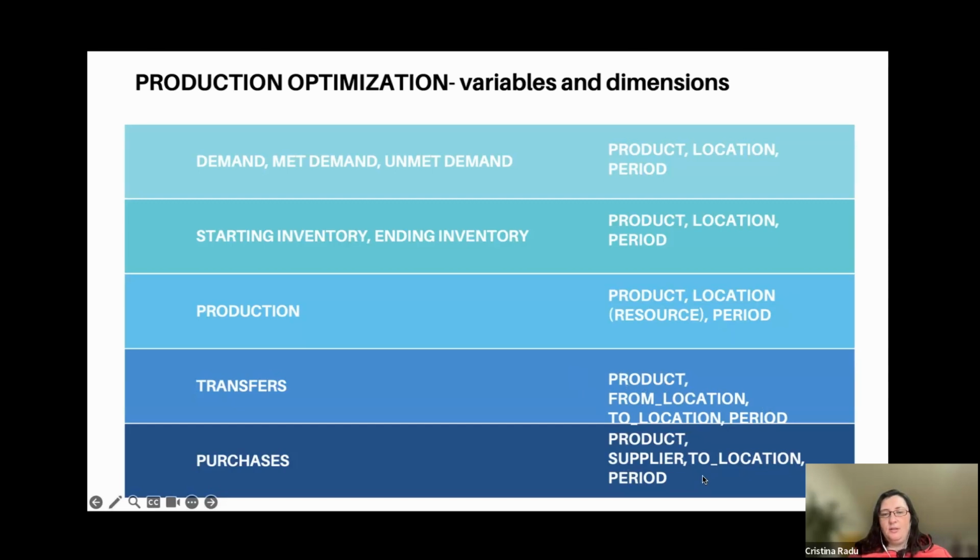And purchases, as I mentioned, sometimes you need to bring material from outside the company. So you'll always have the product, the supplier, the two locations, so where does it go, and the period. So these are the typical variables, or let's say the core variables. And of course, for example, when you have network optimization, you will also have the shipments, and the shipments will be from location to customer and period. But these are again the core. This is the core structure which determines the core variables.